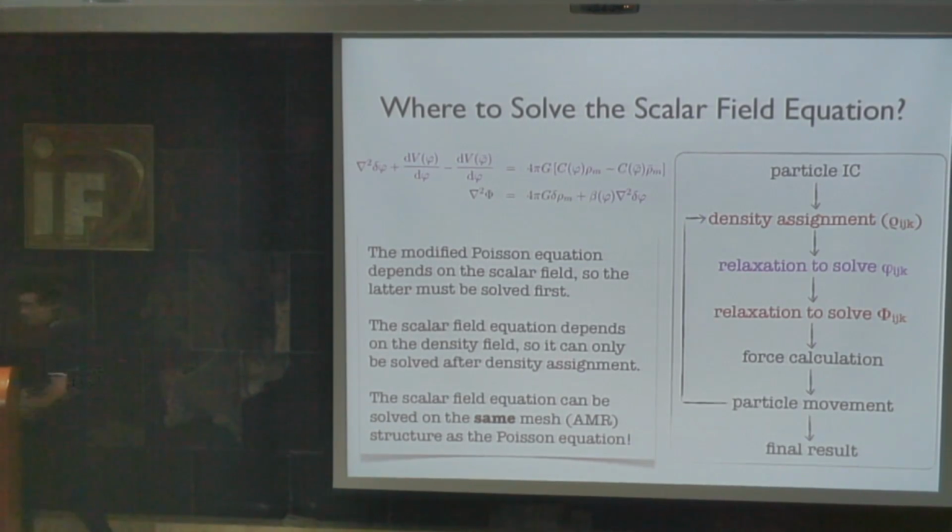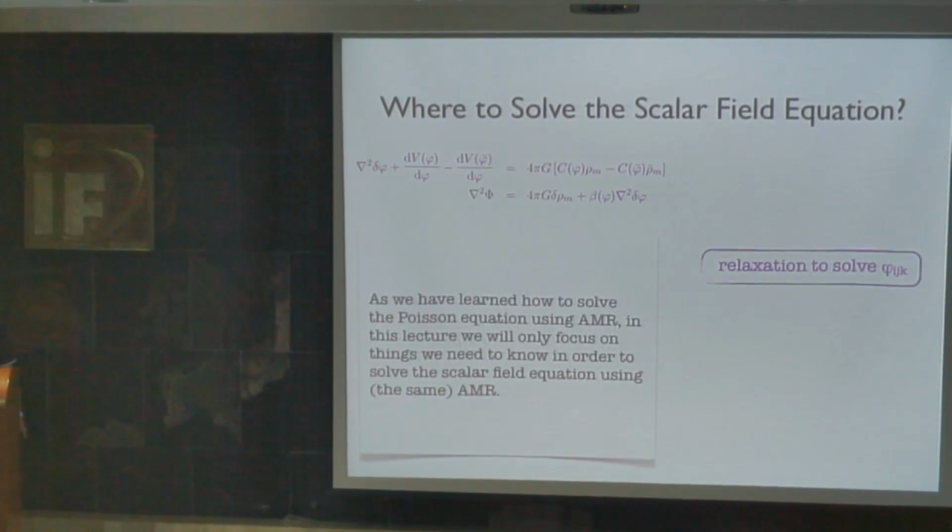So what you do is, if you have your N-body PM code already working for the standard Poisson equation, you just add this new subroutine to solve the scalar field equation before you go on to solve this Poisson equation. So that is very straightforward.